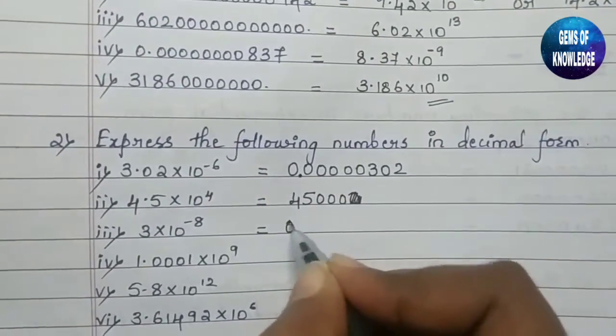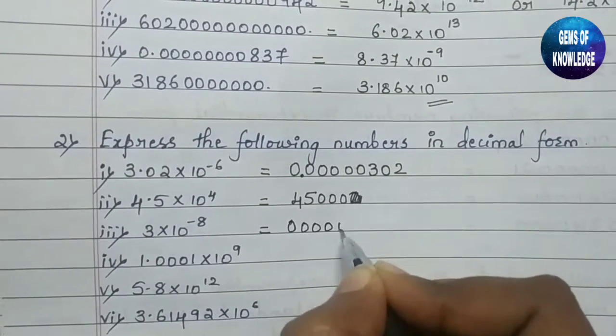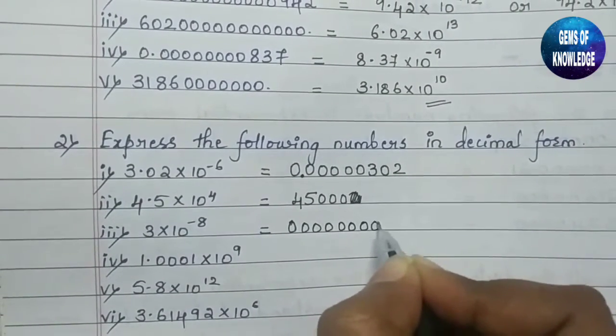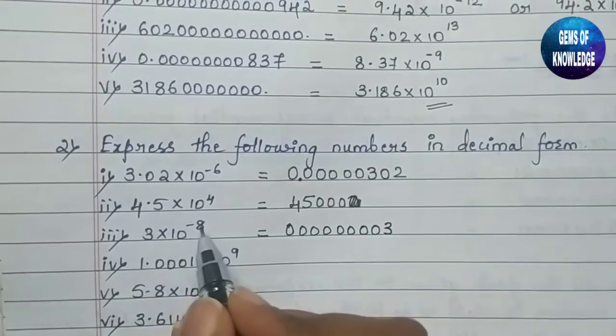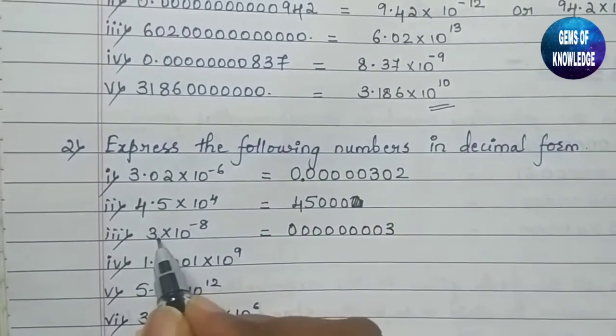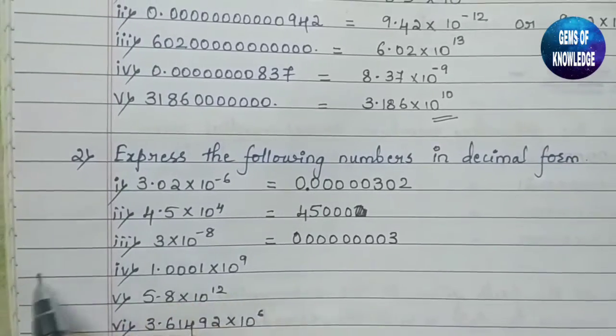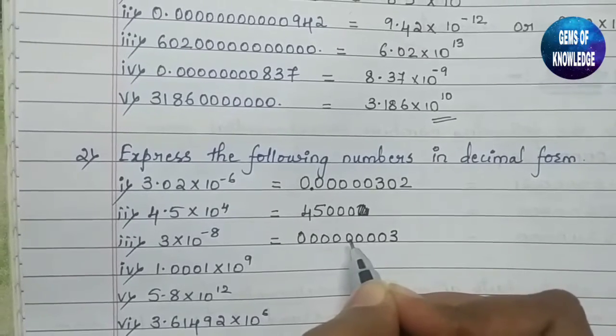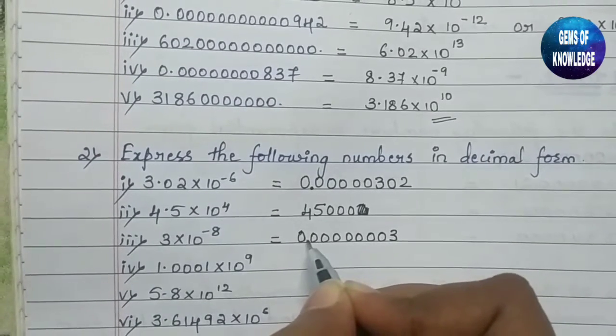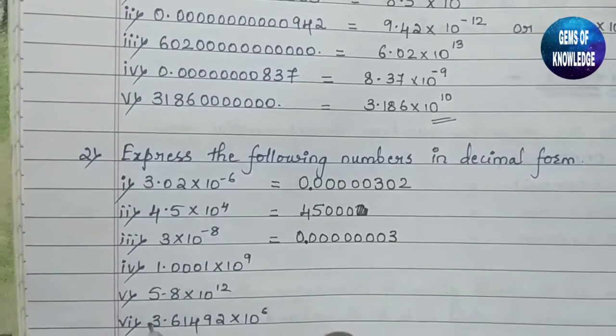So 1, 2, 3, 4, 5, 6, 7, 8 numbers and 3 will be written. Okay, where will be our point now? It has to move. The point is here after 3. It has to move minus 8 numbers. Okay, 1, 2, 3, 4, 5, 6, 7, 8. So our point will be here.